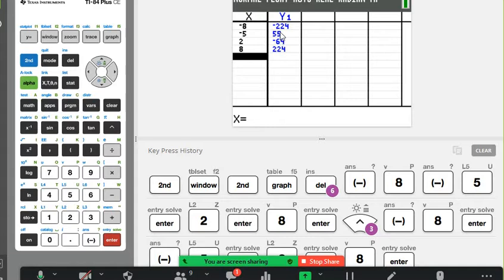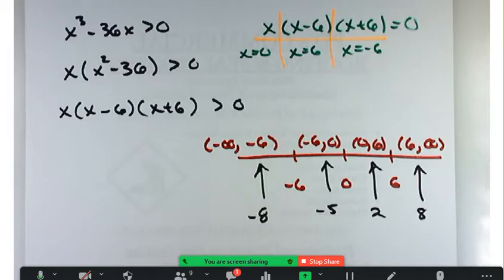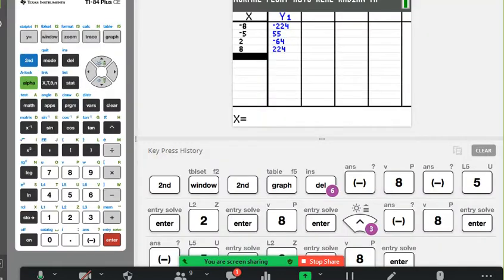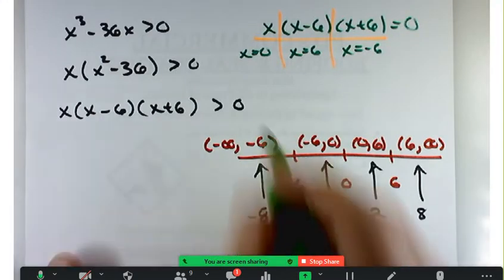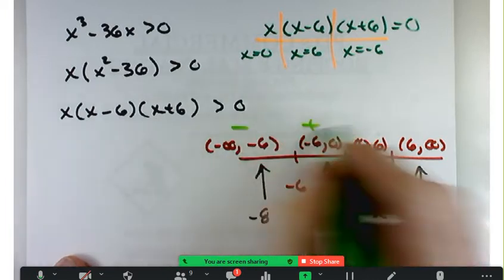Now, I don't really care that when I plug in negative 8, I get negative 224, or when I plug in negative 5, I get 55. What's the important information I need to get from this step right here? Where it's positive or negative. So, as is typical, not always, not guaranteed, as is typical, you have an alternating pattern. So what did it start out with? Negative, positive, negative, positive. Let me just double check that real quick. Yeah, negative, positive, negative, positive.